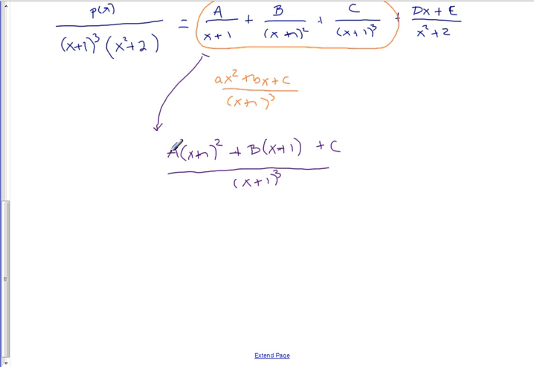So I'm going to get ax squared plus 2ax plus a. So I'm going to have 1ax squared, 2ax, I'm going to have a bx, so that's going to be plus 2a plus b, x. And I'm going to have a, b, and c, plus a plus b plus c here.